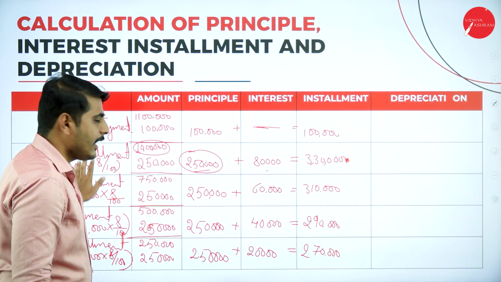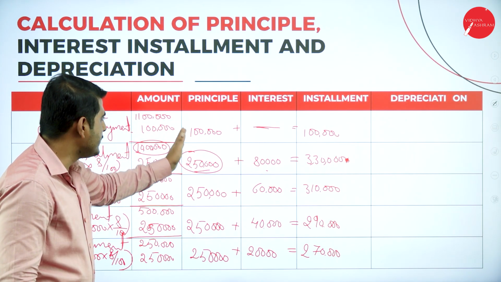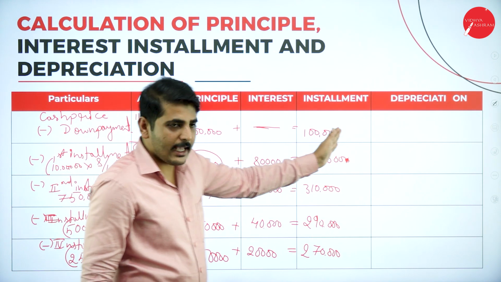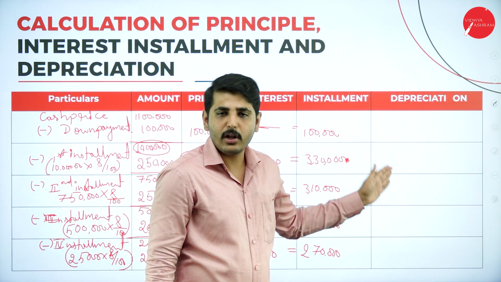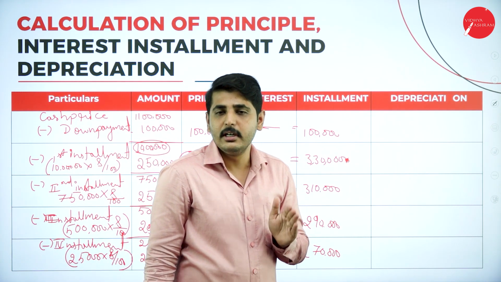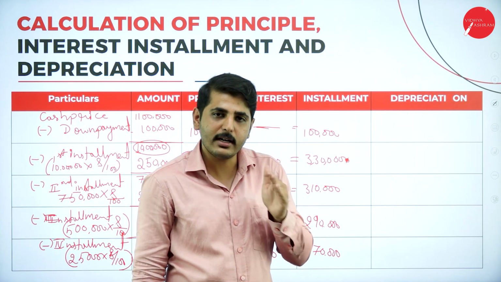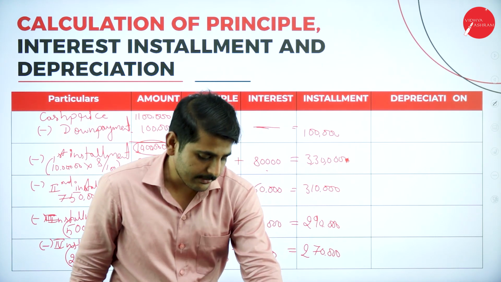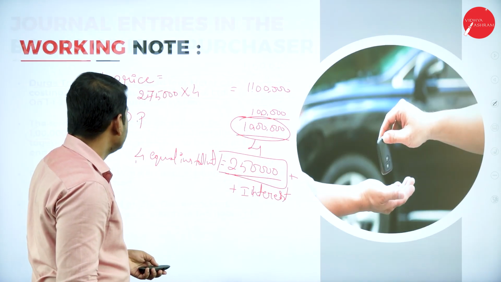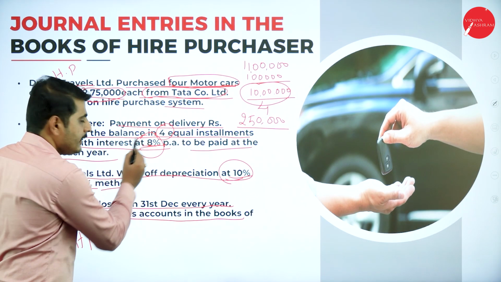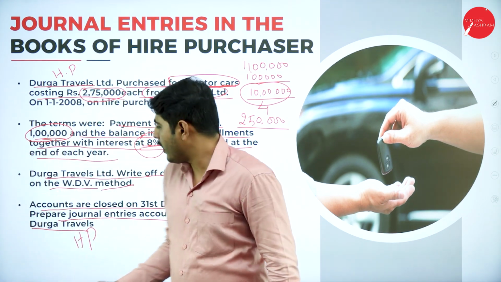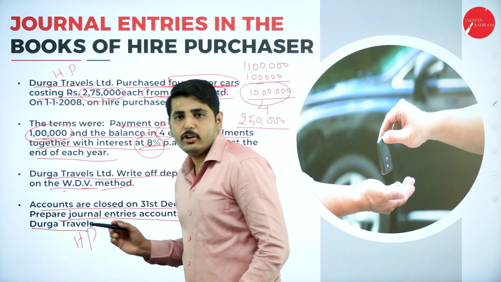This is the calculation of principal and interest on the installment. I hope you are clear. Now let's calculate the depreciation. On what basis have they given the depreciation? Written down value method. What is the rate of depreciation? 10% is the rate of depreciation. Let's check. See, interest is 8%. What is the depreciation? 10%. On what basis? Written down value method.